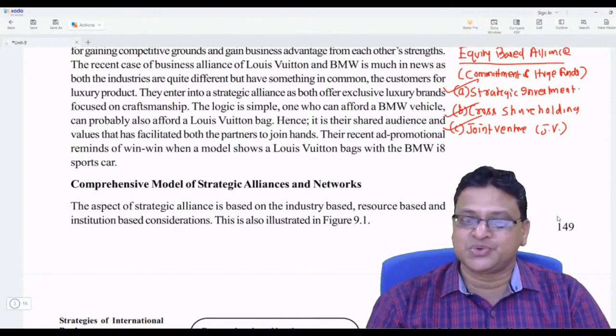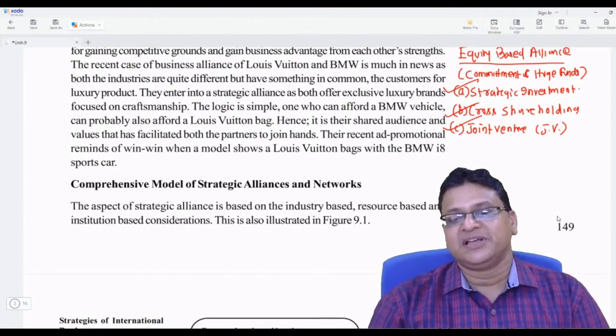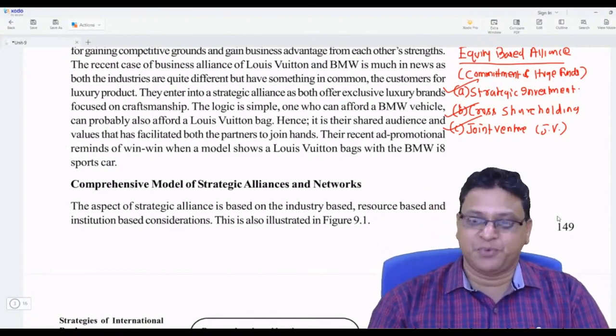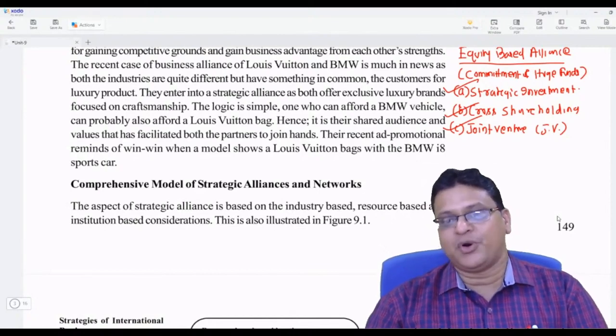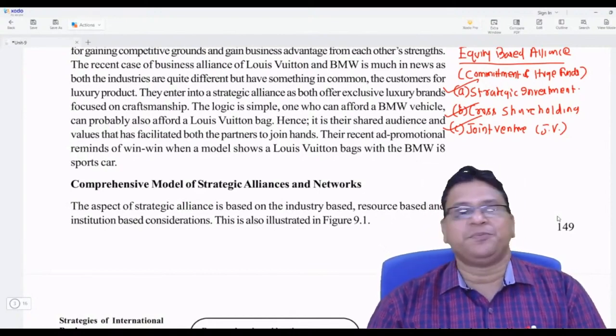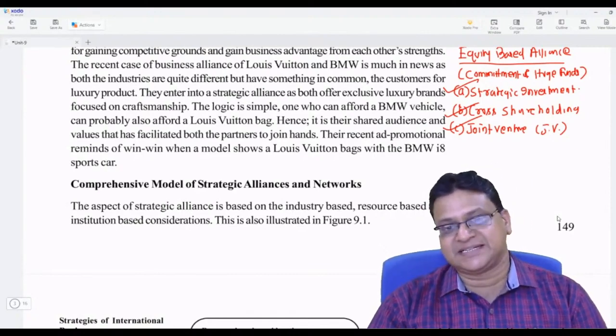Like Maruti Suzuki runs in joint venture, Hero Honda in joint venture, Bajaj Kawasaki in joint venture model, ICICI Pru in joint venture model, ICICI Lombard, PNB MetLife, joint venture mode of strategic alliance.